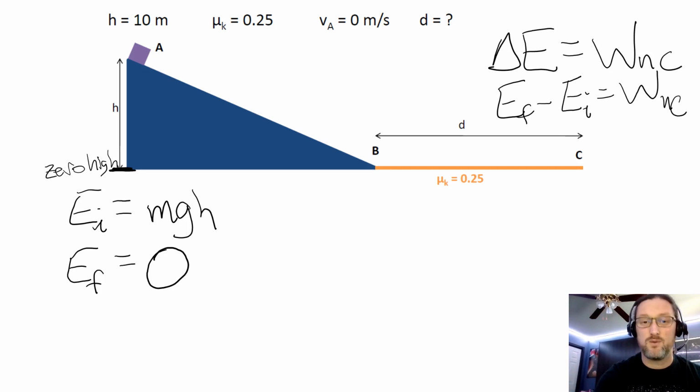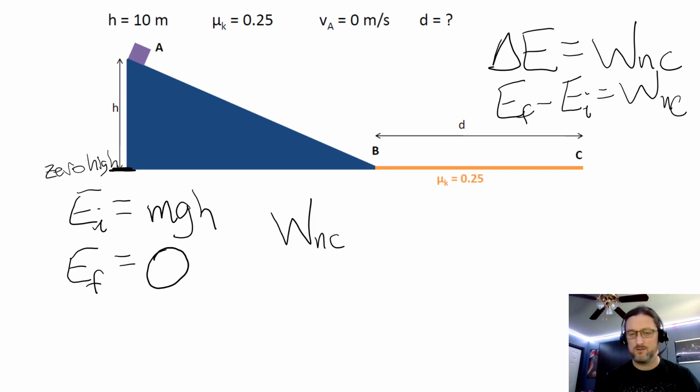The last thing that we need to figure out is the work done by non-conservative forces. Now, conveniently, the work done by non-conservative forces is only between point B and point C here. That's the only place where we have friction. So I'm going to draw a quick sketch of our box there and look at some forces because, as we know, work involves forces, right? Normal force, mg, gravity down, right?